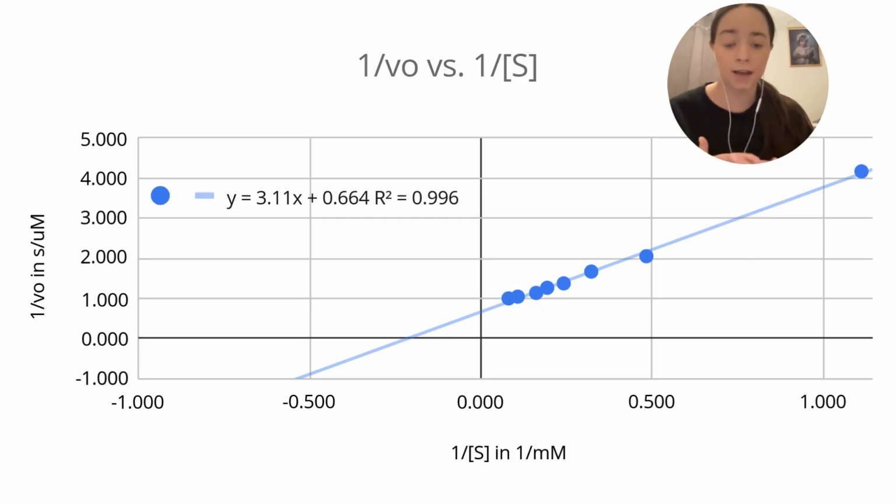With this graph, we're able to calculate the Km value and the Vmax value of an enzymatic reaction because the y-intercept is equal to 1 over Vmax and the x-intercept is equal to negative 1 over Km.